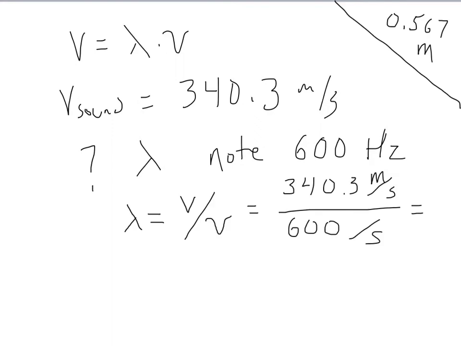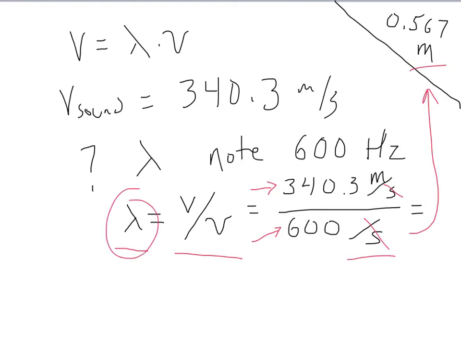Okay, so here's the solution. First, we need to solve the equation for lambda. Lambda equals V over nu. So solved for lambda, velocity over frequency, we plug in our velocity of 340.3 meters per second, and we plug in our frequency of 600 hertz, which is 600 per second, and our answer, which is up here in the right corner, becomes 0.567 meters. The per seconds cancel, and I'm left with meters, which I should be since I was finding a lambda, a wavelength.